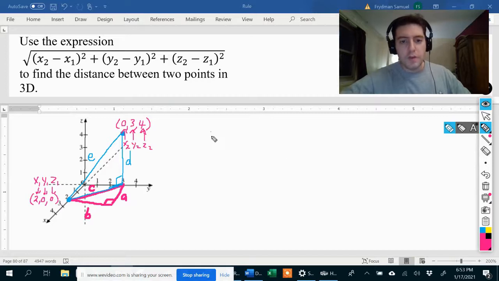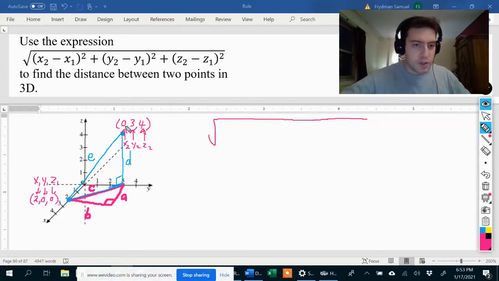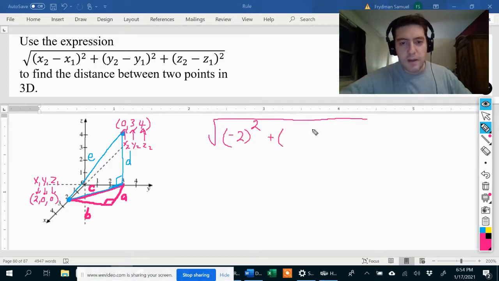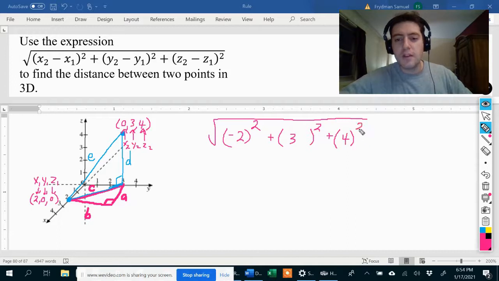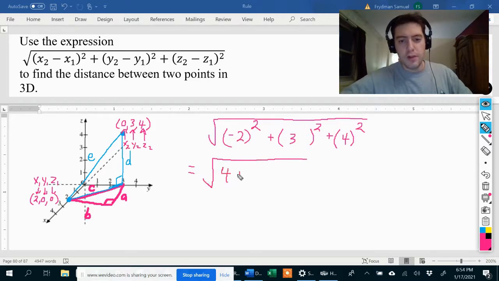So we have the square root of x2 minus x1, so that would be 0 minus 2, which is negative 2, and then we would square that, plus y2 minus y1, so that would be 3 minus 0, which is just 3, and square that, plus z2 minus z1, that would be 4 minus 0, which is just 4, and then square that. That is equal to the square root of negative 2 squared, which is negative 2 times negative 2, which is 4. So we have the square root of 4 plus 3 squared is 9, 3 times 3, plus 4 squared, 4 times 4 is 16. And that's equal to, let's see, 4 plus 9 is 13 plus 16 is 29. So the square root of 29.